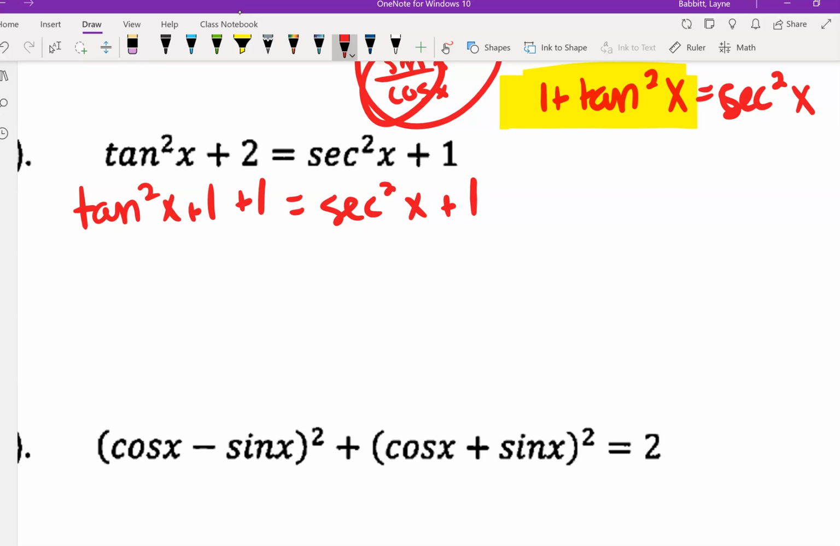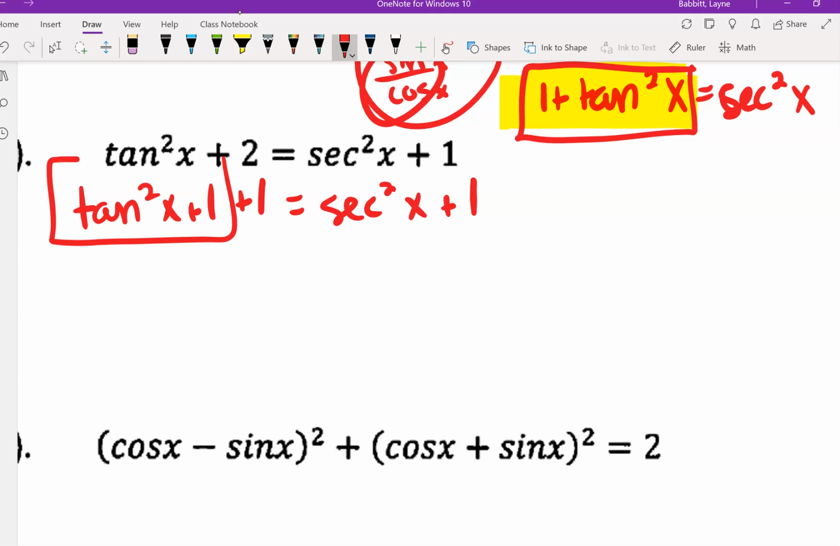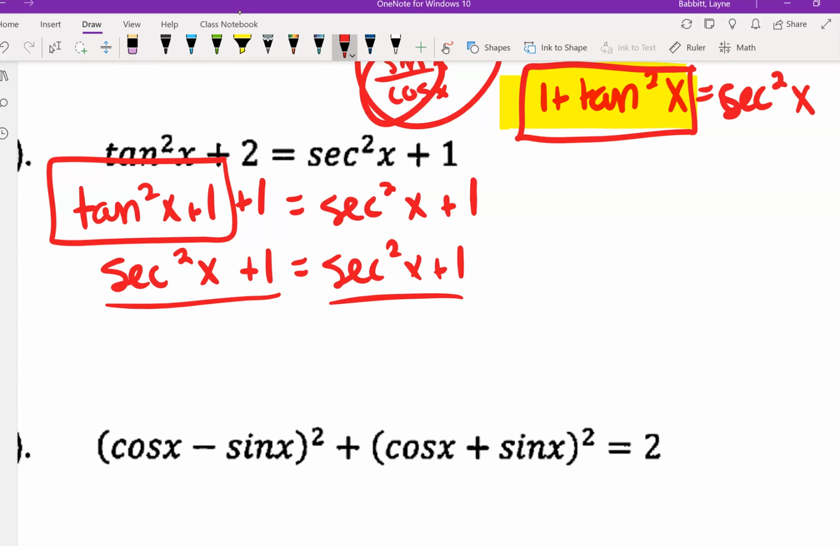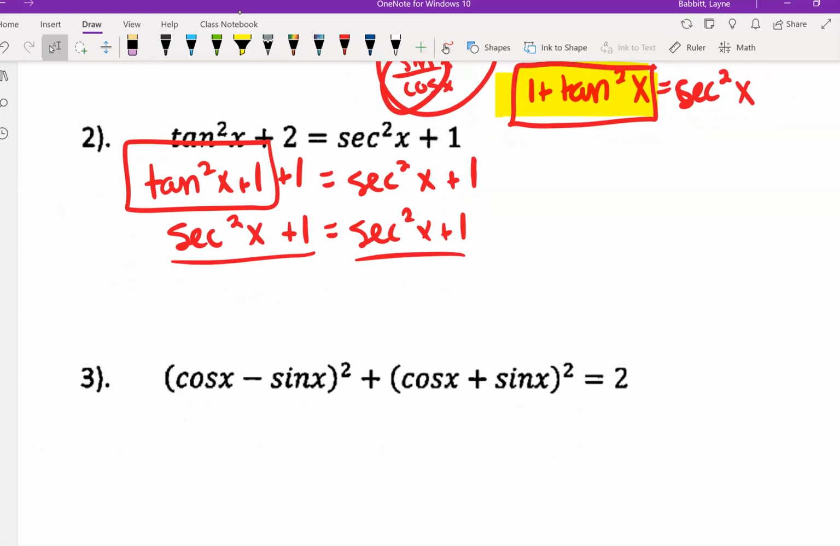Okay. Remember, I'm only changing the one side to try to get it to equal the other side. All right, now what I have here is the exact same thing that I have here, and it's equal to secant squared x. And then we still have this plus 1. So now that what I have on the left equals what I have on the right, I'm good to go. So that one was a quick one.